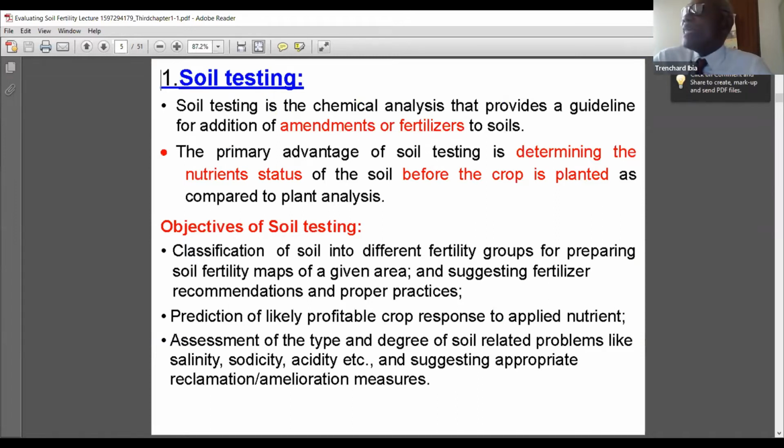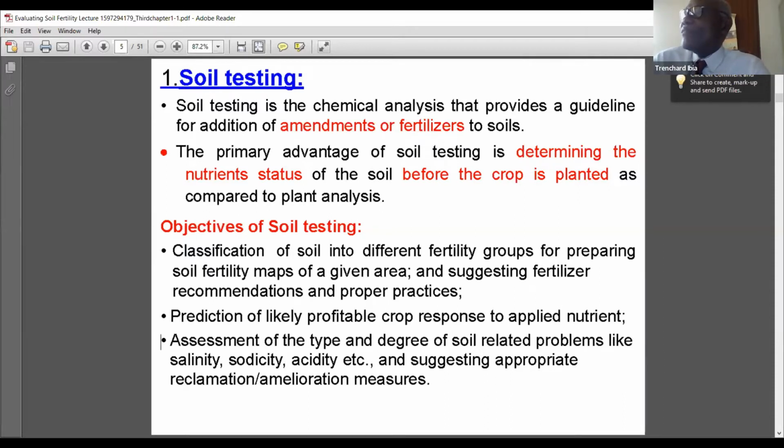When we're talking about soil testing, we aim at stating the soil need for additional nutrients for the purpose of growing crops profitably. So soil testing is a chemical analysis that provides a guideline for addition of amendments or fertilizer to the soil. The primary advantage of soil testing is determining the nutrient status of the soil before the crop is planted, as compared to plant analysis. The objectives are many.